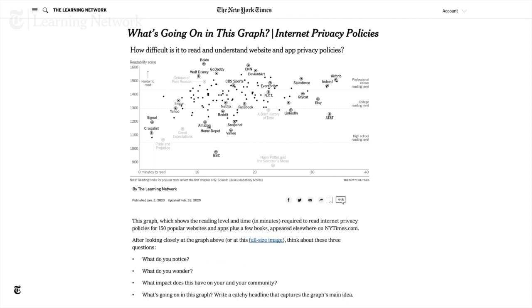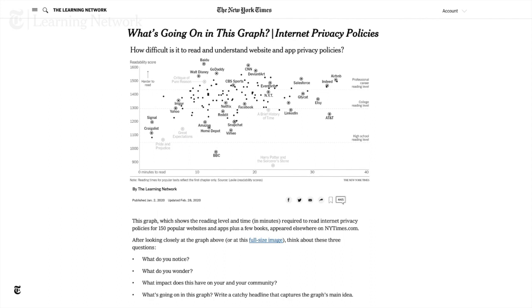Third question is, what impact does this have on you and your community? And since we always pick graphs that the students can relate to, there's usually an answer to that. And then finally, this is a newspaper. Give us a catchy headline. And every week we shout out to a couple really good catchy headlines. That's cool. And we're going to see a few of them from this example later.